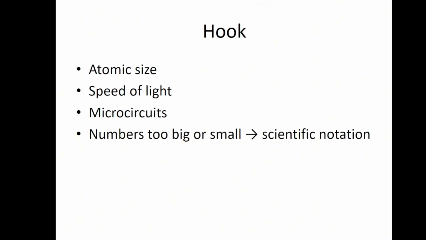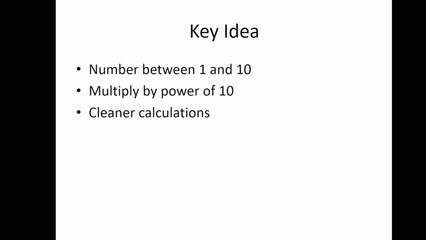So let's proceed. Imagine this: the size of an atom, the atomic size, the speed of light, microcircuits, and also numbers that are either too big or too small. The purpose of scientific notation is for us to simplify our calculations and to better understand the numbers we are computing. The key idea here is that scientific notation expresses a number between 1 and 10 multiplied by a power of 10, and this makes our solutions and calculations cleaner.